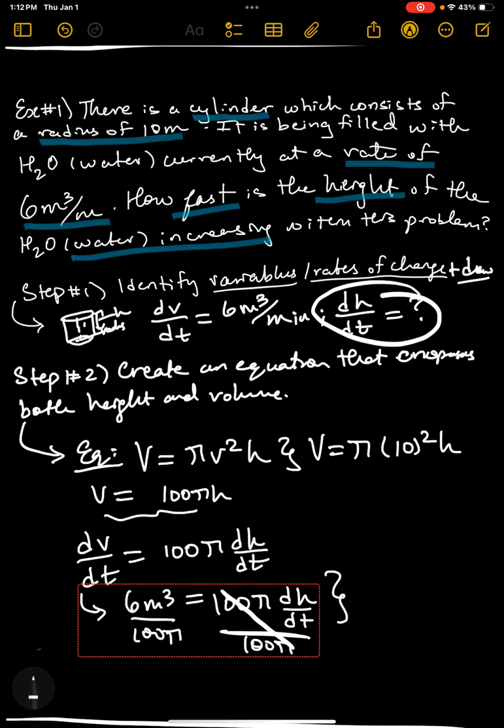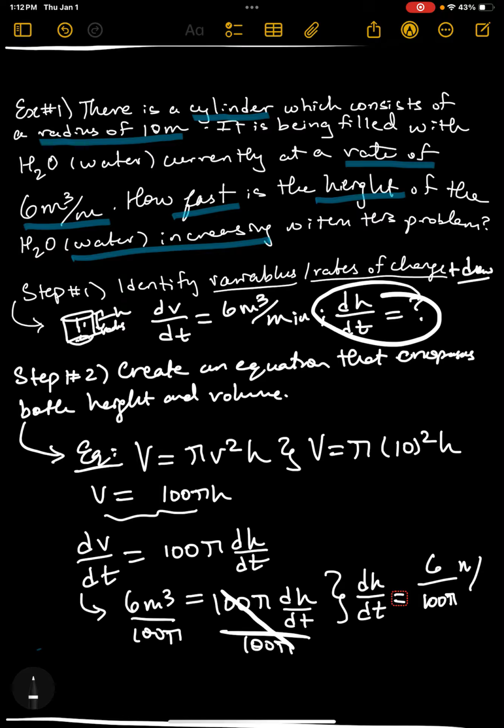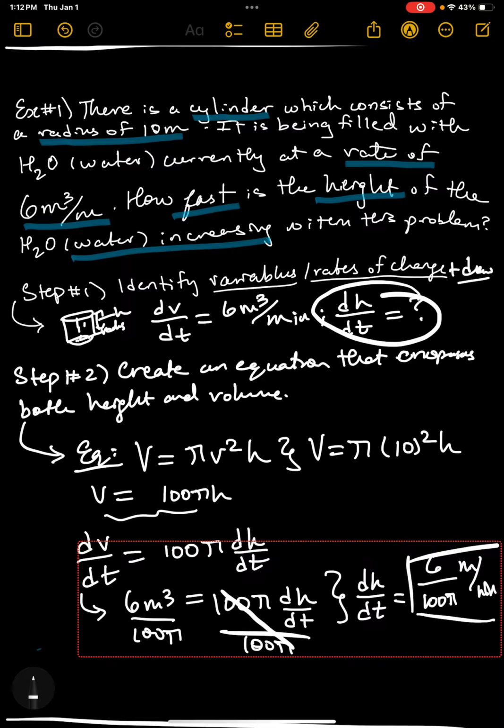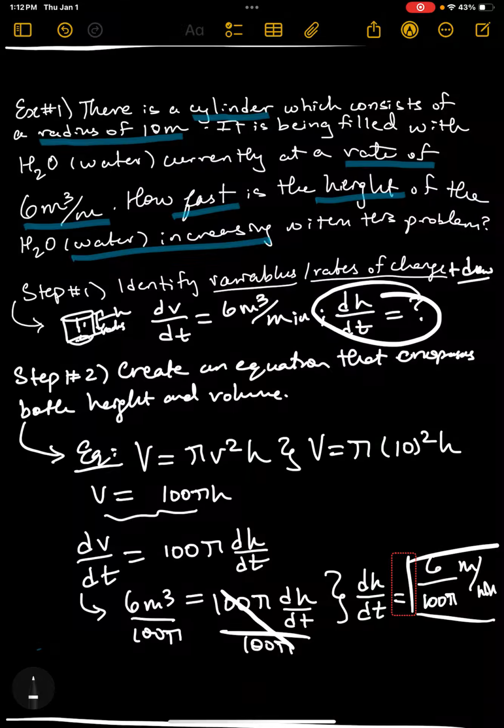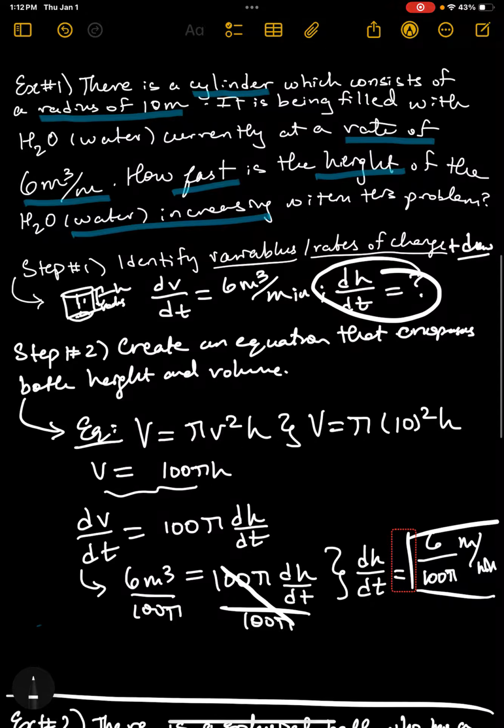And we get dh/dt is equal to 6 over 100 pi, again with units, meters per minute. So that's our answer, and basically if you use this example to identify critical things within the problem, within the information they've given you, and use the same process, you'll most likely get the right answer. So let's move on to the second question.